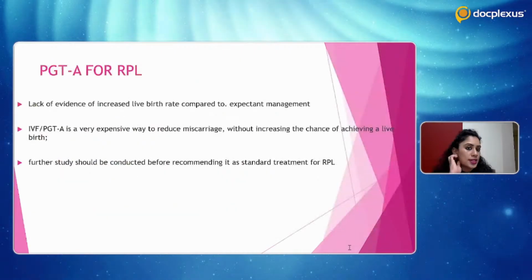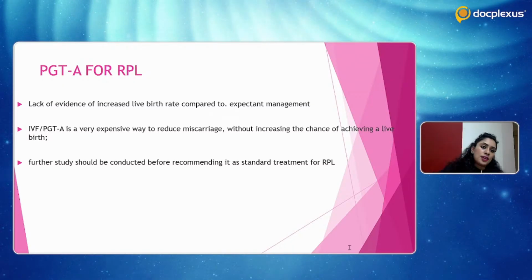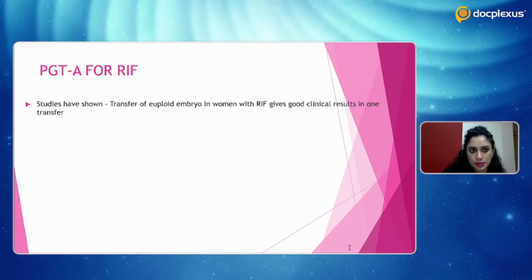For RPL, there is lack of evidence for increased live birth rate compared to expected management. It is very expensive, the PGTA. It is a very expensive method to reduce miscarriage without increasing the chance of attaining a live birth. And further study needs to be done to recommend PGTA for RPL as a standard treatment. For RIF, yes, studies have shown transfer of euploid embryo in women with RIF gives good clinical results in one transfer.